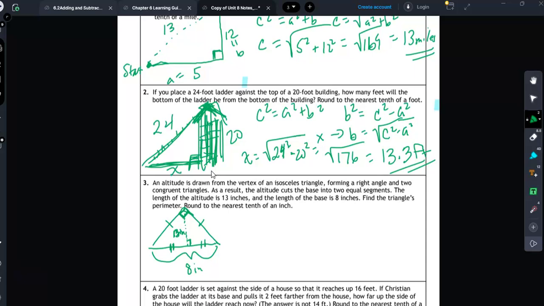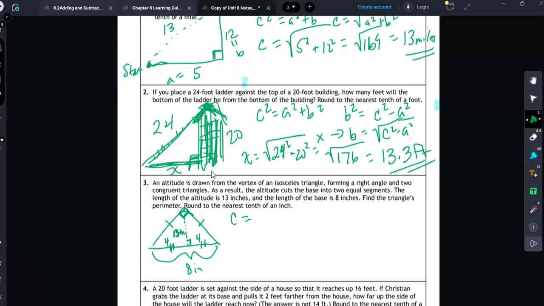So when this base is cut in half, these would be worth 4, 4, and 13. So we have 2 small triangles. We can figure out the perimeter when we figure out what these legs are that are equal. So we really just have one triangle to solve. Our triangle is a 13, 4, and we're figuring out the c.